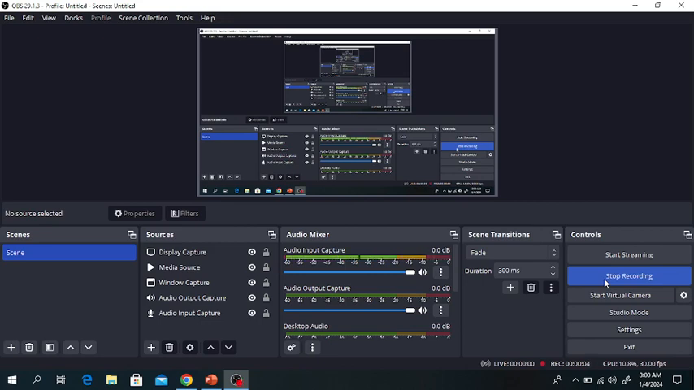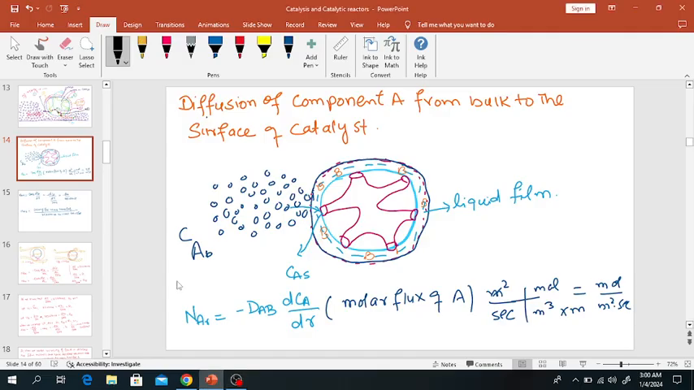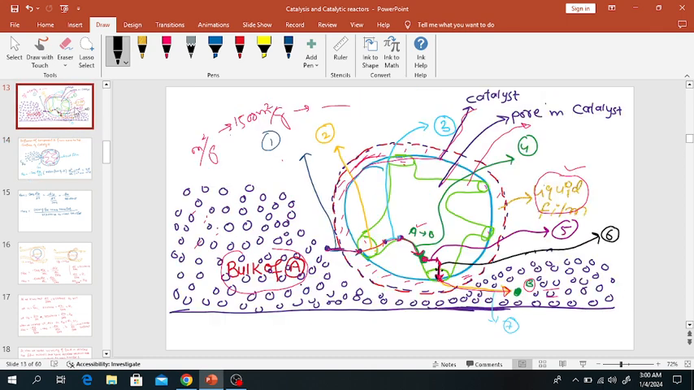This is lecture number 5. It is related to diffusion of component A from bulk to the surface of catalyst. So we have discussed the 7 steps during the heterogeneous catalytic process in the previous lecture.